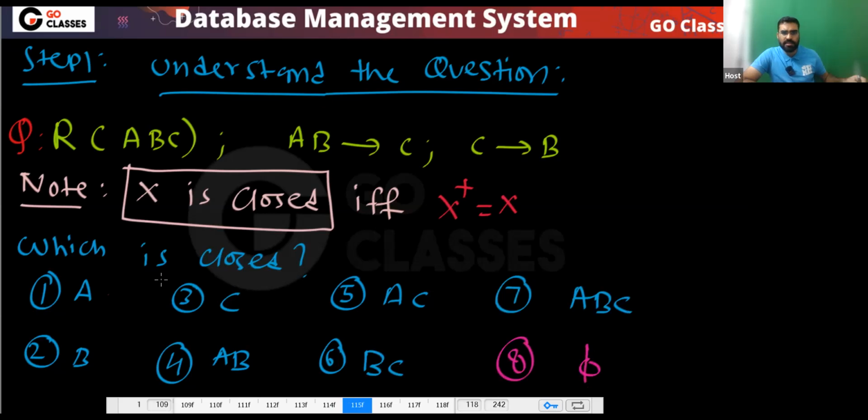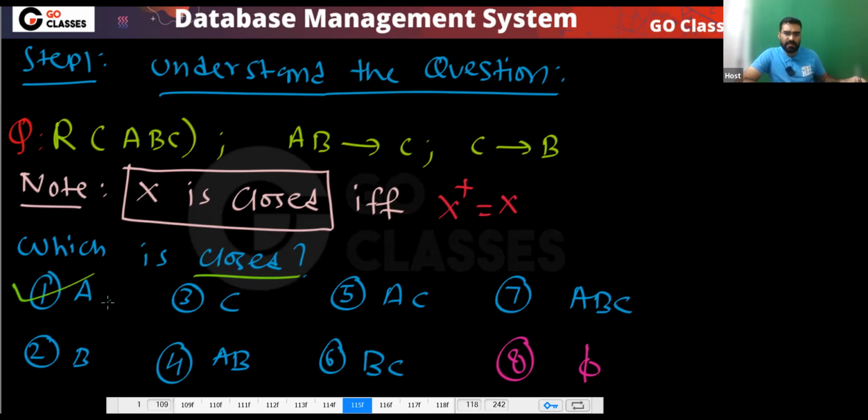All the options I have given to you. All you have to do is check the closure. What will you do if you want to solve this question? You will apply the definition, and you will find the closure. What is the A closure? A closure is A, so that is closed, right?